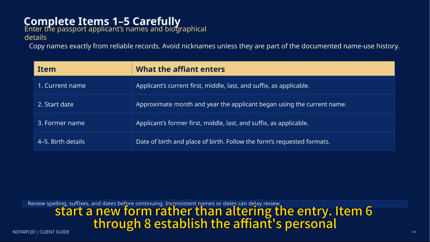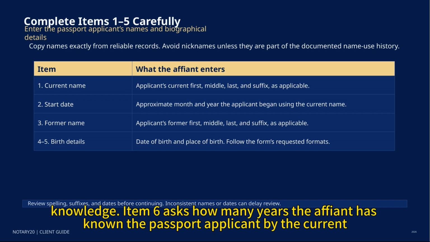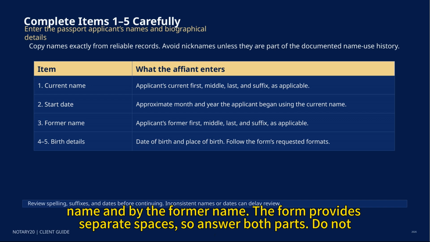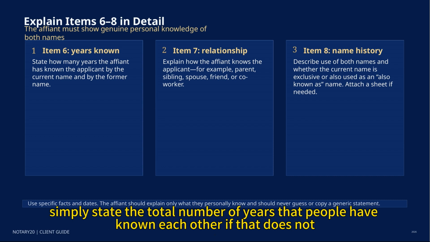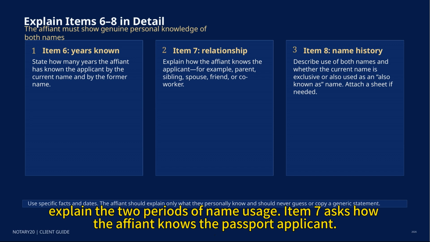Items 6 through 8 establish the affiant's personal knowledge. Item 6 asks how many years the affiant has known the passport applicant by the current name and by the former name. The form provides separate spaces, so answer both parts. Do not simply state the total number of years the people have known each other, if that does not explain the two periods of name usage.